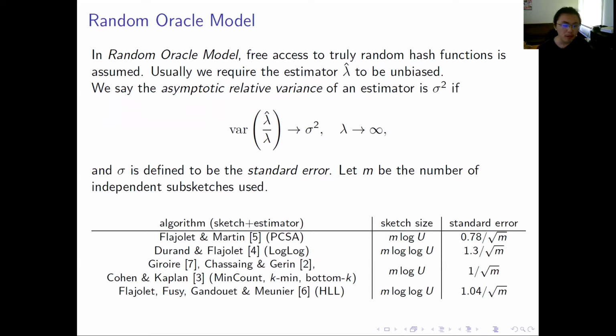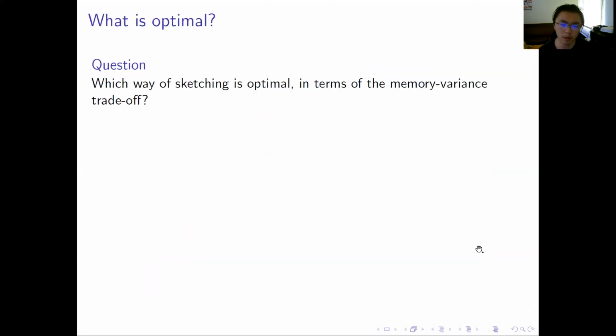In this model, people usually write their papers by first proposing an algorithm and then doing the analysis. Naturally, I want to know what is optimal in terms of the memory-variance trade-off. Of course, you must look at the memory-variance trade-off, because you can always reduce the variance by increasing your memory, or reduce the memory usage at the cost of increased variance.